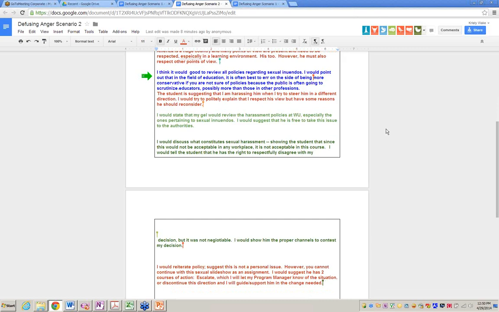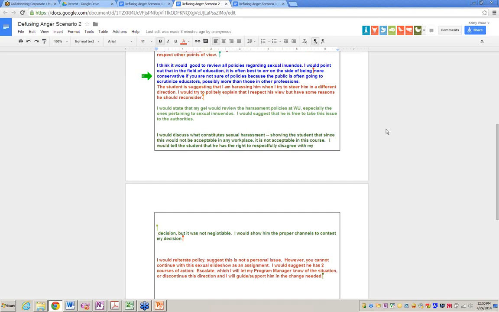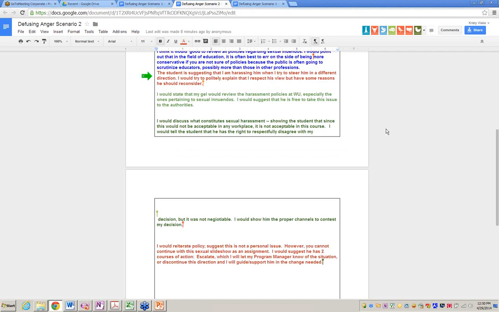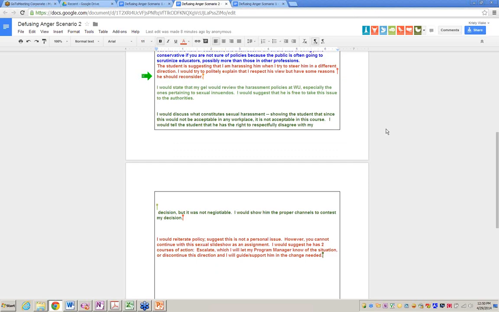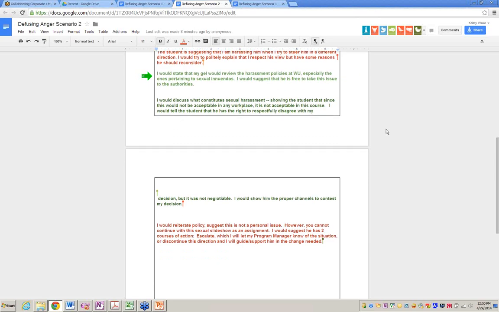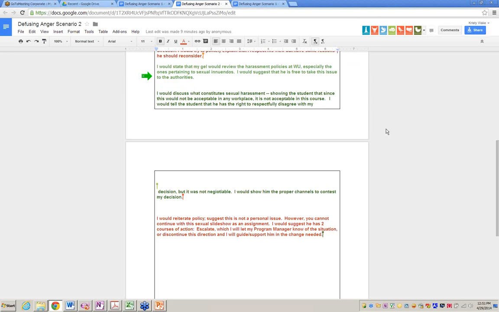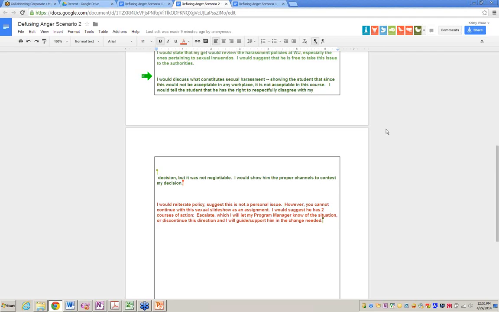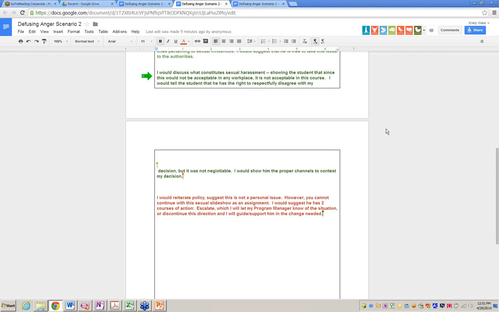I think it would be good to review all policies. Great. Yeah, a lot of policy reviewing here, which is really good. The student suggested that I'm harassing him when I try to steer him. I'd politely explain that there are other reasons that he should consider. I would state that I'm not sure what a gel is, would review the harassment policies, especially ones pertaining to sexual innuendos. Again, policy review. What constitutes sexual harassment, showing the student since it would be acceptable in any workplace.